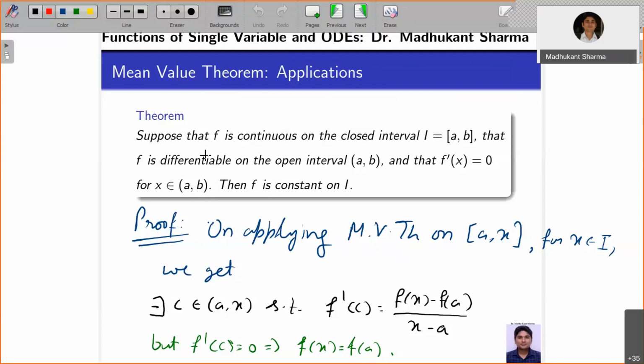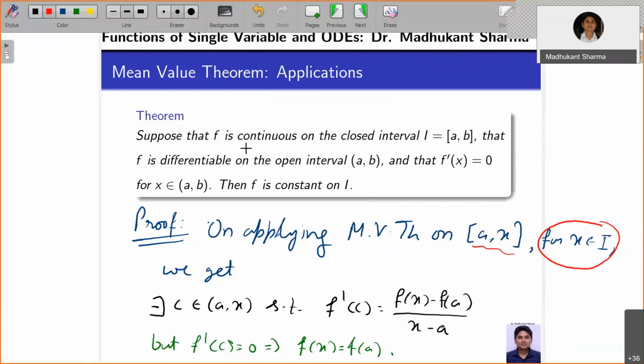So if the function is the zero function, you need not show anything. The function is a non-zero function you are taking, and let's take the interval I. You choose any point x in I. Now consider the interval [a, x].